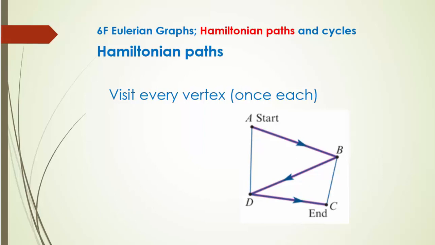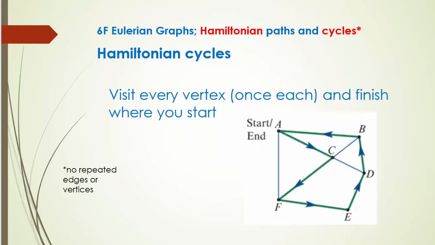So on the screen we've got a diagram of A, B, C and D. We haven't crossed every road in order to get through every town. We went from A to B and then from there to D and then to C, and there's multiple other ways of doing it. But that is a Hamiltonian path if you can visit each vertex once only.